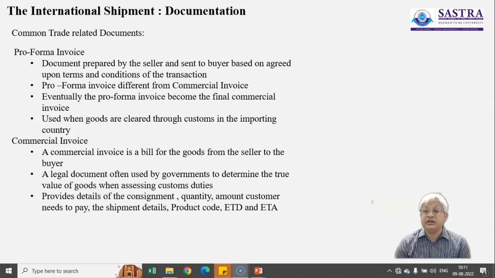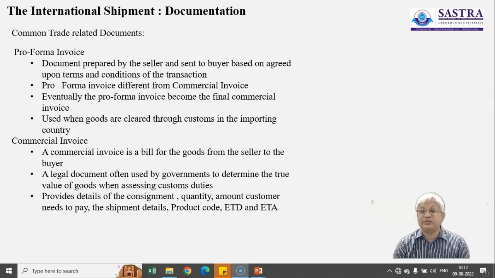Any other country, if it is a US dollar denomination, then both buyer and supplier need to understand the exchange rates, and the banks also need to keep suggesting or guiding the respective stakeholders about the payment procedures. A commercial invoice is a bill for the goods from the seller to the buyer.